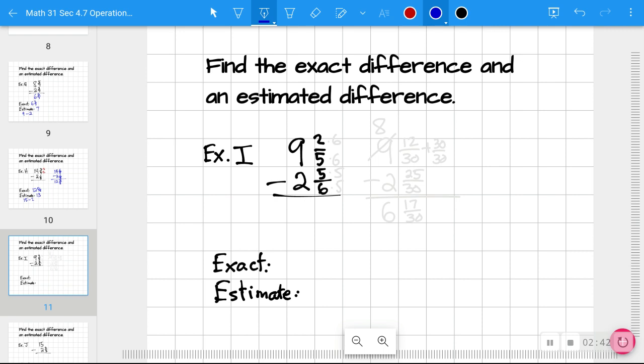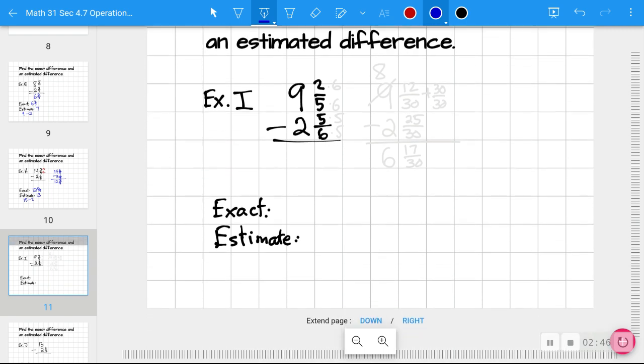Okay, find the exact difference and an estimated difference. Why not do the estimate before this time? I forgot several times here. 2/5 is less than half of 5. Excuse me, 2 is less than half of 5. So this 9 does not get affected. You don't bump it up. But when you come down here, the 5 compared with 6 is more than half of it. So we'll call that a 3 instead. So we're thinking we're going to get an answer somewhere in the neighborhood of 6.